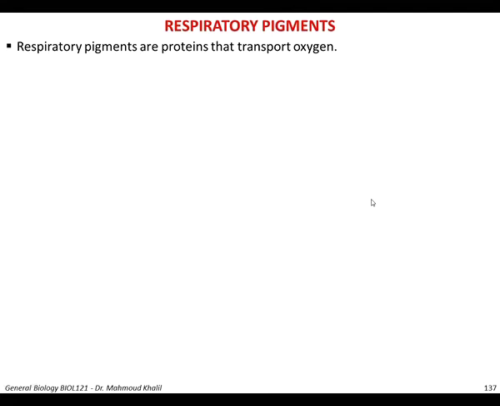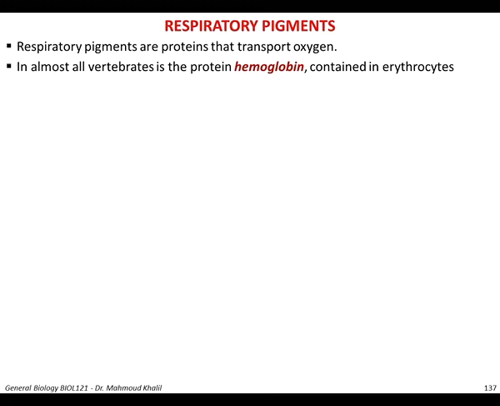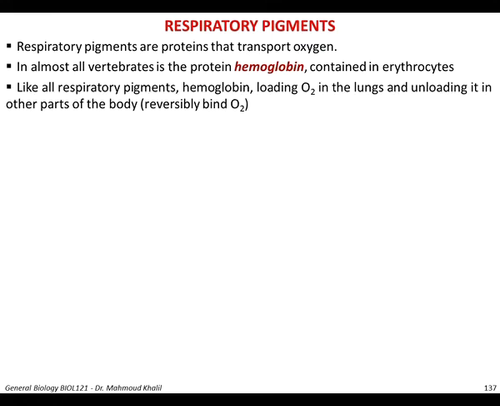So what about the respiratory pigment? The respiratory pigment, majorly in mammals, is hemoglobin. Respiratory pigments are proteins that transport oxygen. And as we said, in almost all vertebrates, it is hemoglobin, which is contained inside the erythrocytes. Like all respiratory pigments, hemoglobin loads oxygen in the lungs and unloads the oxygen in the tissues or cells. So it is reversibly combined with oxygen.